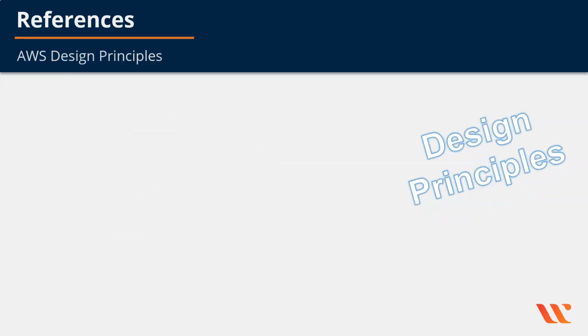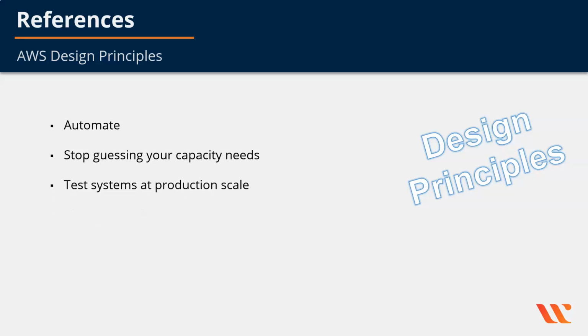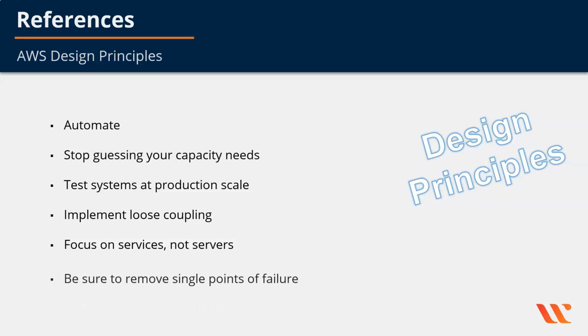You should also be aware of AWS design principles, and here the design principles are: implement automation, stop guessing your capacity, test systems at production scale, implement loose coupling between the components, focus on services, not servers, be sure to remove single points of failure. It means your application should be highly available and fault tolerant.